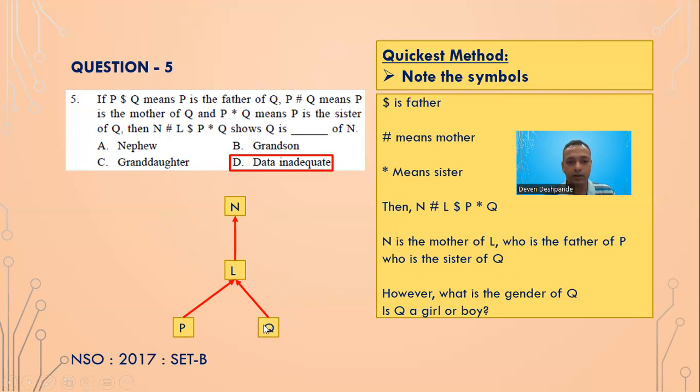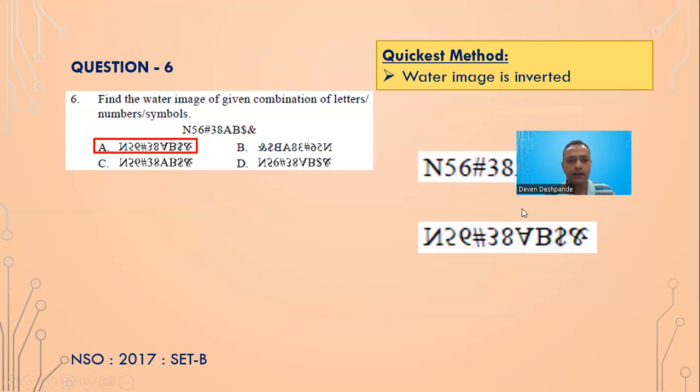If Q is a girl, then Q is the granddaughter of N. But if Q is a boy, then Q is the grandson of N. So in this question, data is inadequate. Okay, next one.